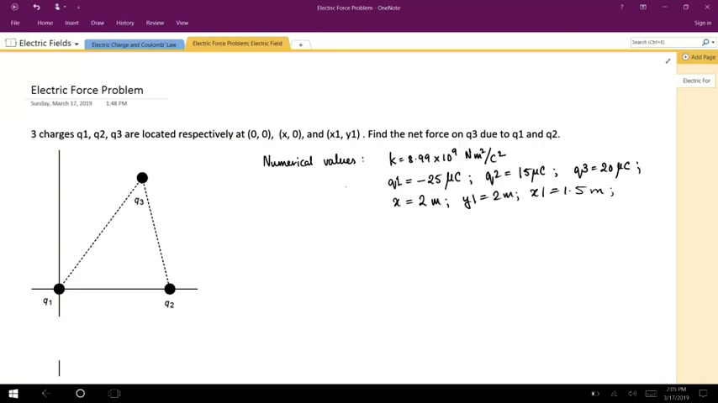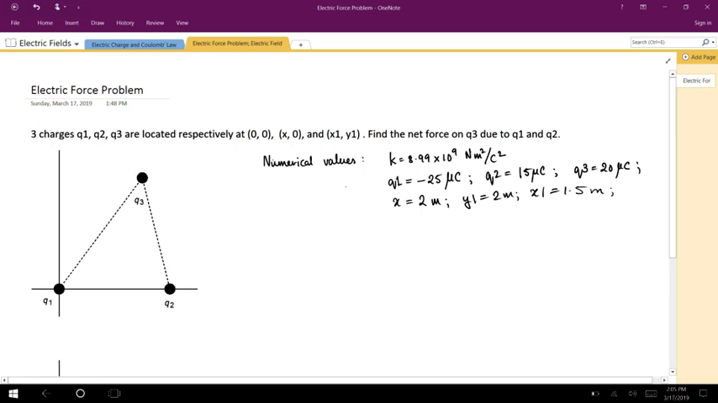Okay, so let's work on a problem on electric force. Generally, electric force problems are ones where you have combinations of different charges and you're expected to figure out the force on one or many of those charges, right? So for example, in this problem, we have three charges, Q1, Q2, and Q3, and we know their locations.